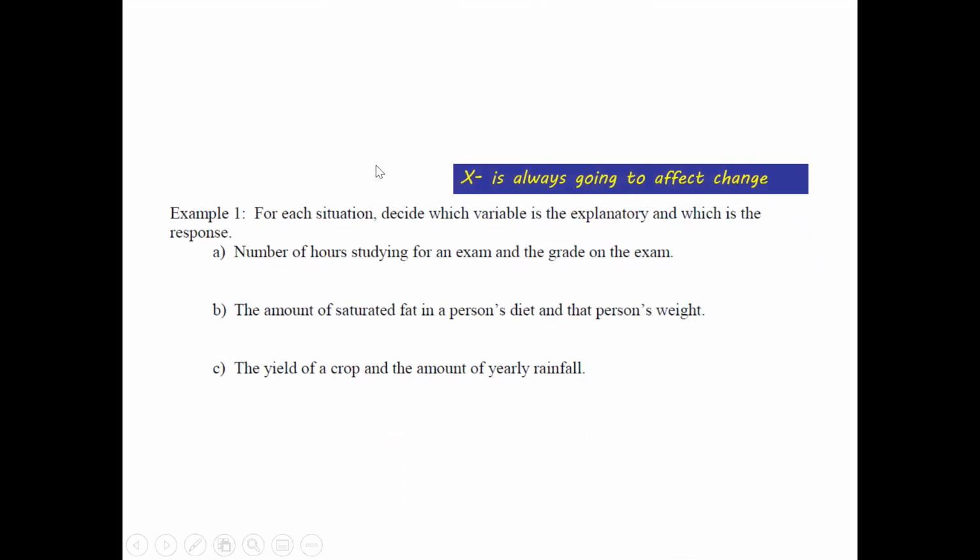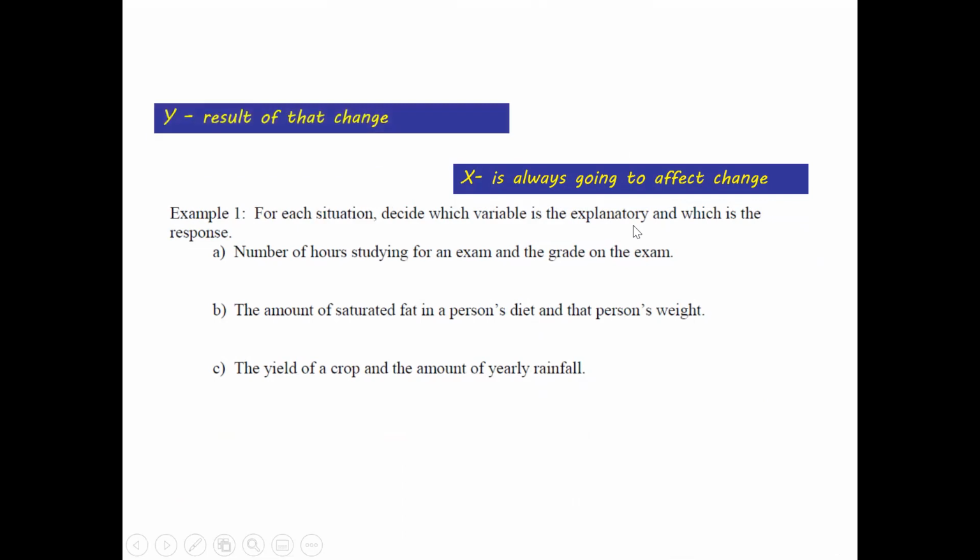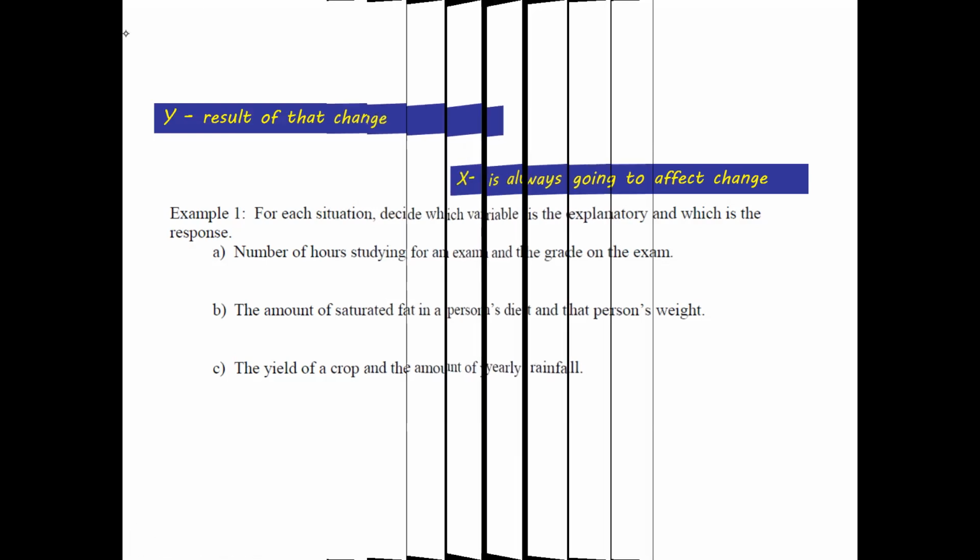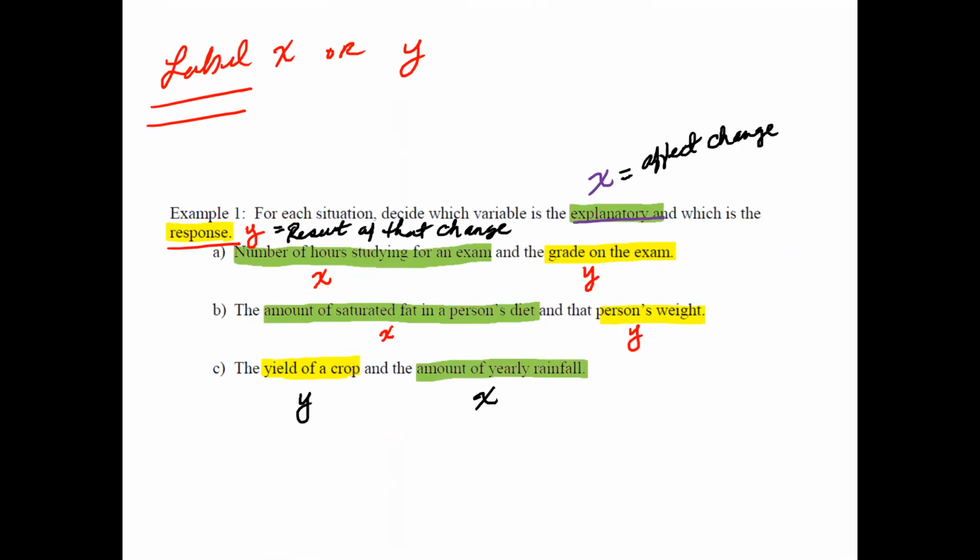Another thing that I want you guys to finish is, for each of the following 3 scenarios, decide which variable is explanatory, which is the X one, and it's always the one that causes change, and which one is going to be the response, which is the Y, which is the result of change. So pause the video and make sure you have all 3 of these completed. All right, let's take a look at your answers. Make sure you have the underlined parts of X's in the green and the yellows in for the Y's.